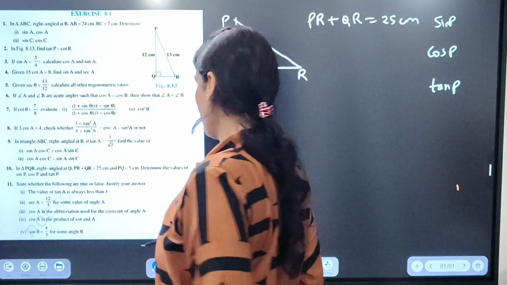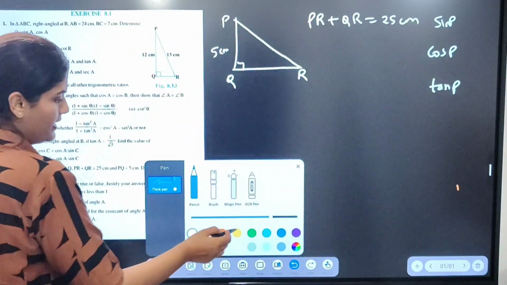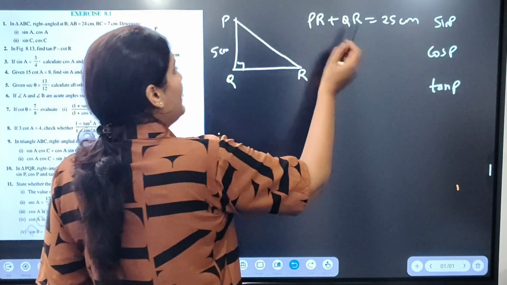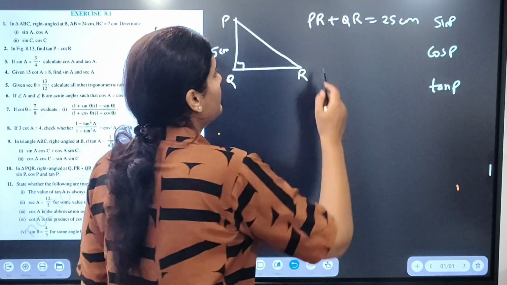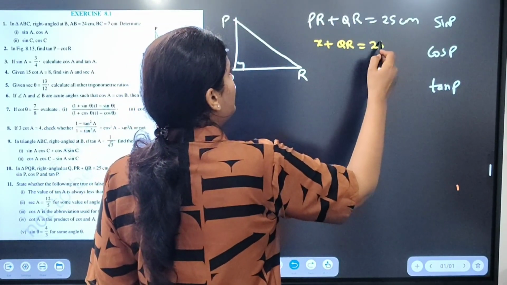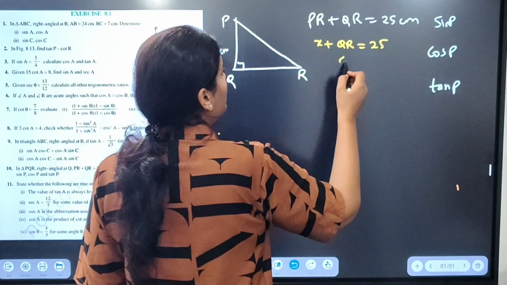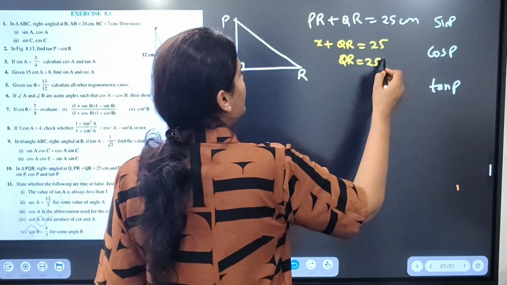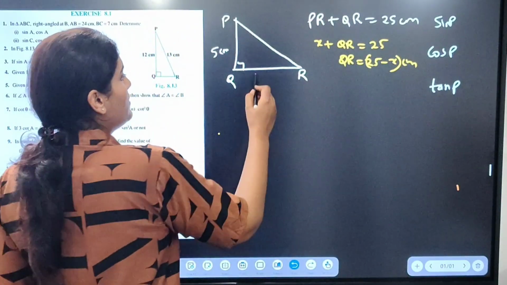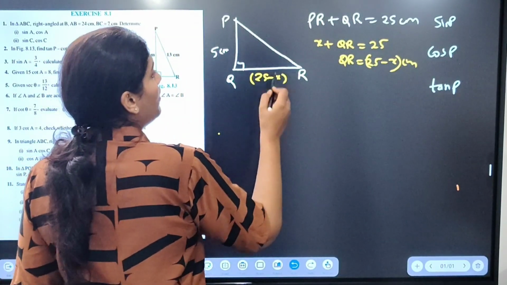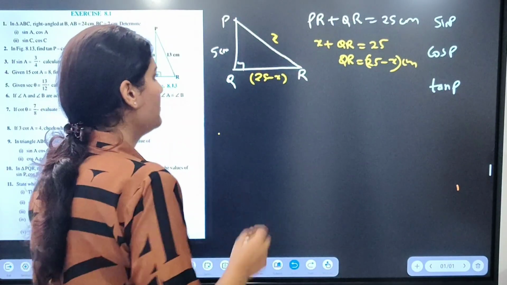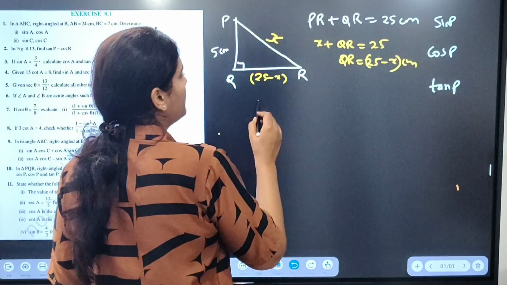Now, of course, we have to find out the unknown, right? जो नहीं पता है उसको find out करना है, कैसे होगा? ये तो एक equation दी हुई है, right? तो अगर किसी एक को x मान लें, let PR be x, तो QR क्या हो जाएगा? 25 minus x, right? तो QR है 25 minus x और PR हमने x माना है. अब हम Pythagoras थ्योरम लगाते हैं और let's find out the value of x, okay?